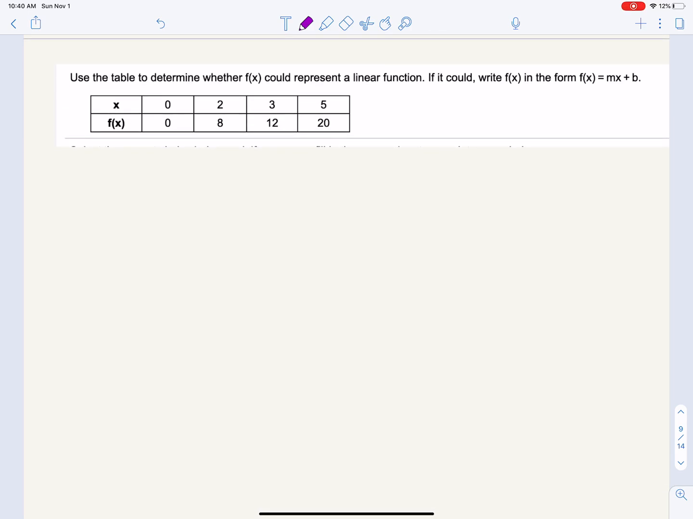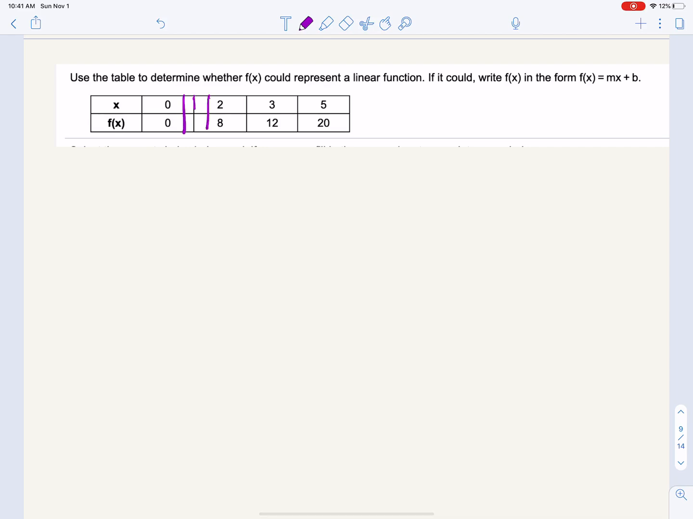Okay, use the table to determine whether the function could represent a linear function. So not everything's going to be a linear function. You do need to make sure it has the same constant rate. And before you do that, you need to make sure your x values are increasing by 1. So they're not here. So what we're going to do is complete the table just to make sure it does have a consistent pattern.